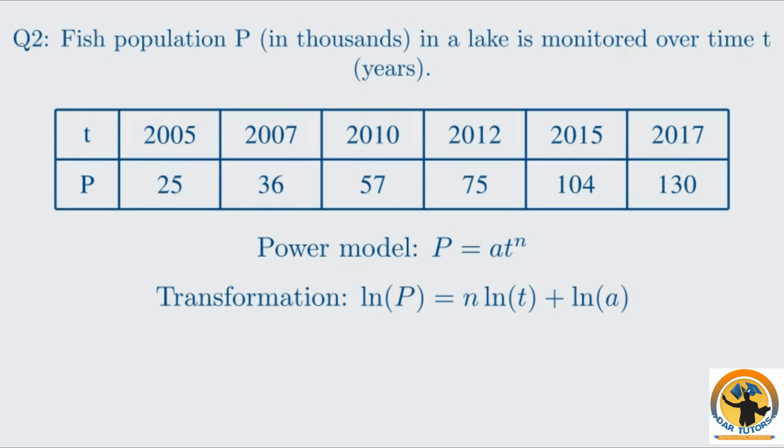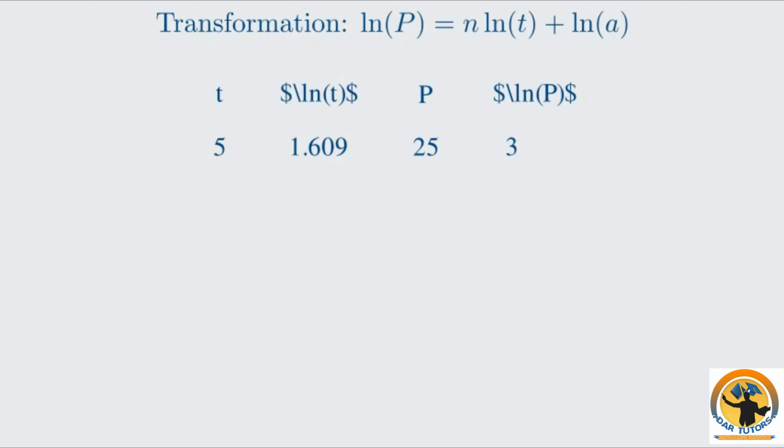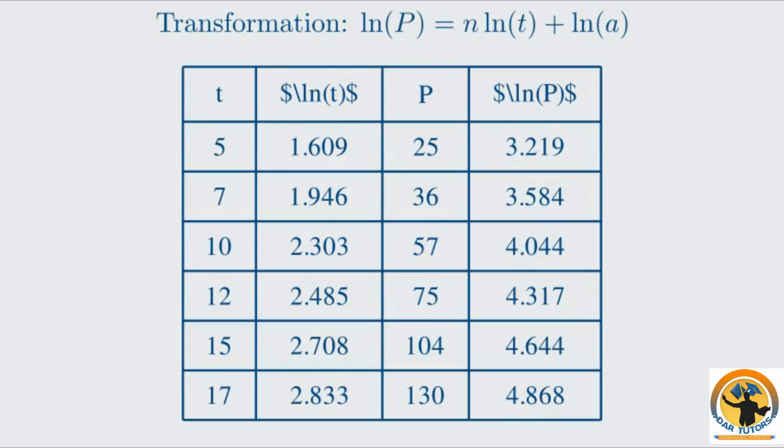We'll use years since 2000 for t. Our transformed table will have columns for t, ln t, P, and ln P. For example, the first point, 2005, 25, becomes a new point, 1.61, 3.22, on the ln P versus ln t graph.